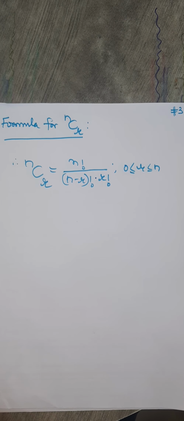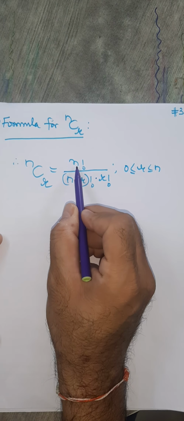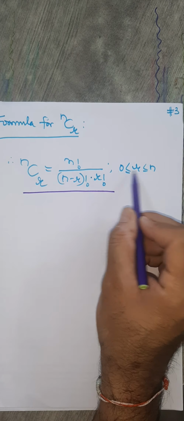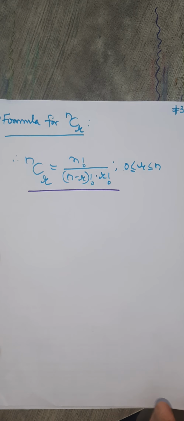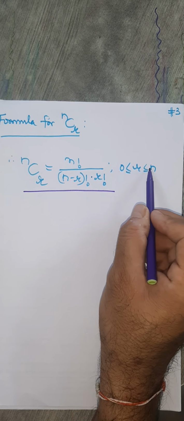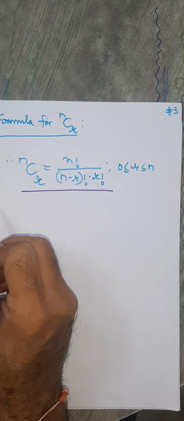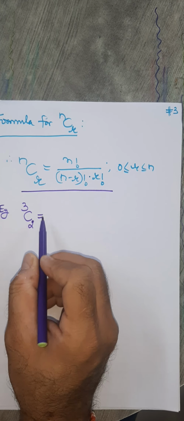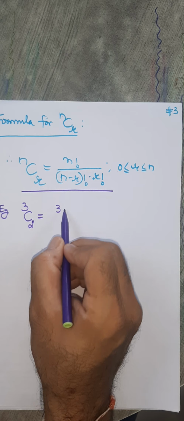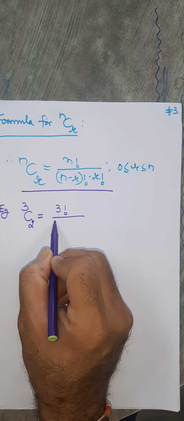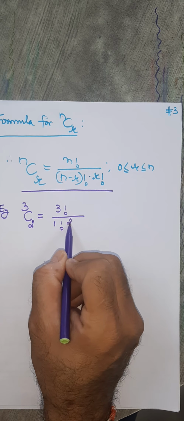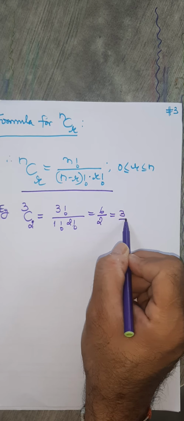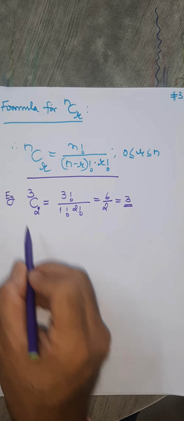The formula for nCr is this: n factorial upon n minus r factorial into r factorial, where r is from where to where? 0 to n. Remember, r can be 0 and r can be n also, that is, all objects are taken together. As we did earlier, if I write 3C2, you know the answer. Just use this formula: 3 factorial upon 3 minus 2, which is 1 factorial, into r factorial, that's 2 factorial. 3 factorial is 6, 2 factorial is 2. So you have 6 by 2, which is 3.